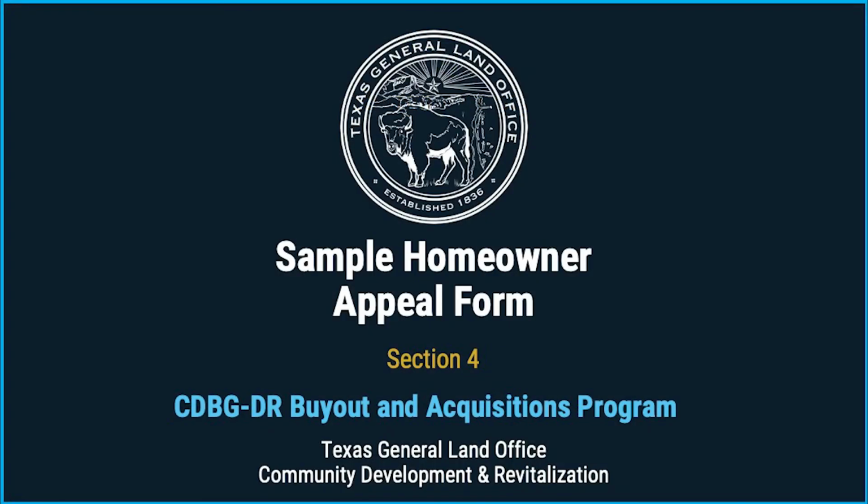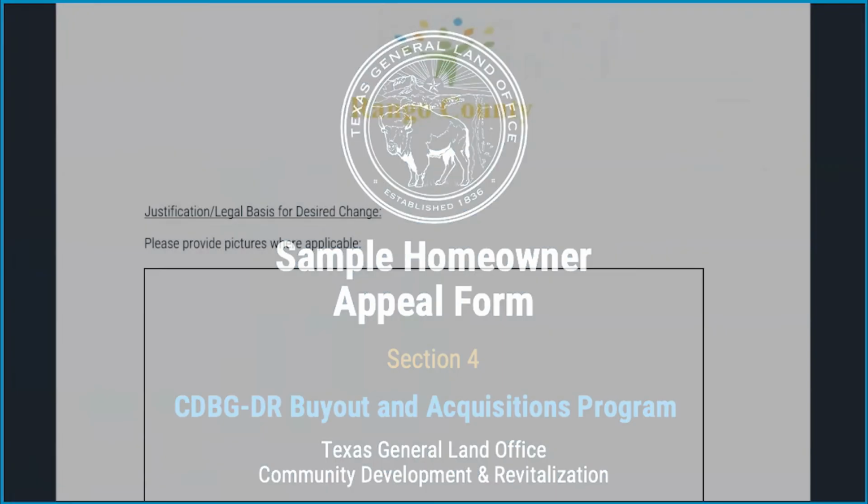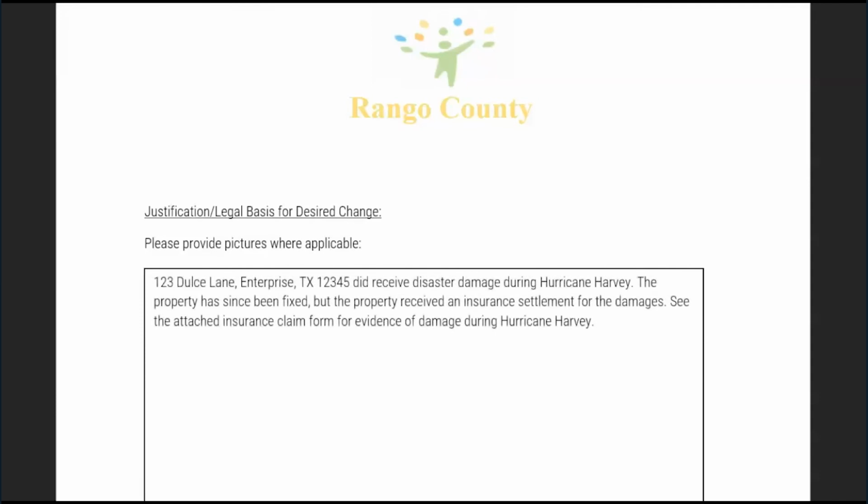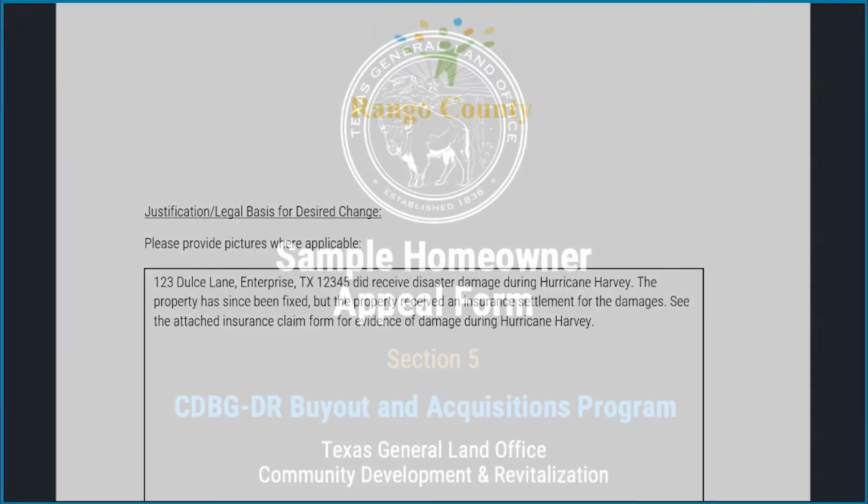In the next section, the homeowner making the dispute should input their justification and legal basis for the desired change. In other words, the homeowner should argue why they disagree with the action, decision, or policy decision that they are disputing. In our example, the homeowner justifies the tie back to the storm through additional information and documentation that had not been previously submitted to the program. Please note, subrecipients should work closely with homeowners and applicants throughout the program to provide technical assistance to homeowners, therefore reducing the number of disputes and appeals received.